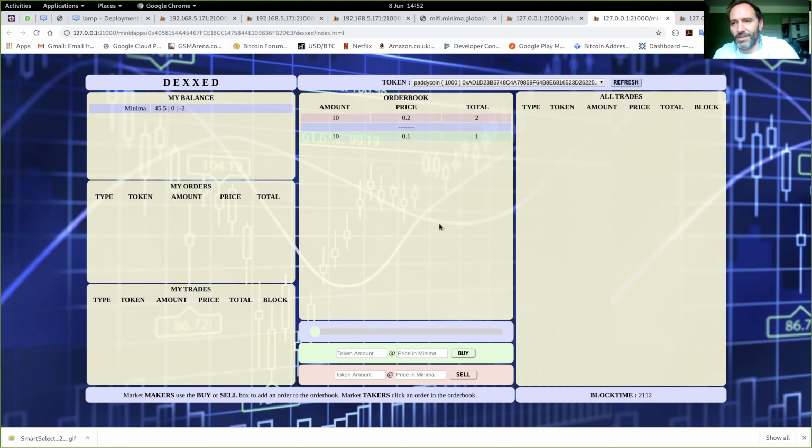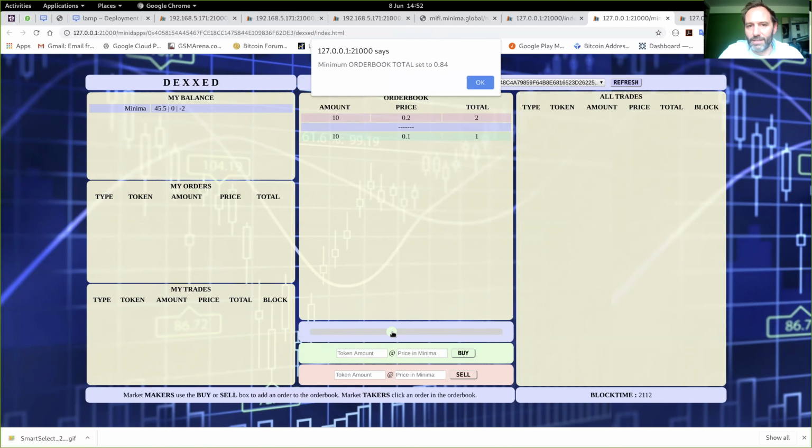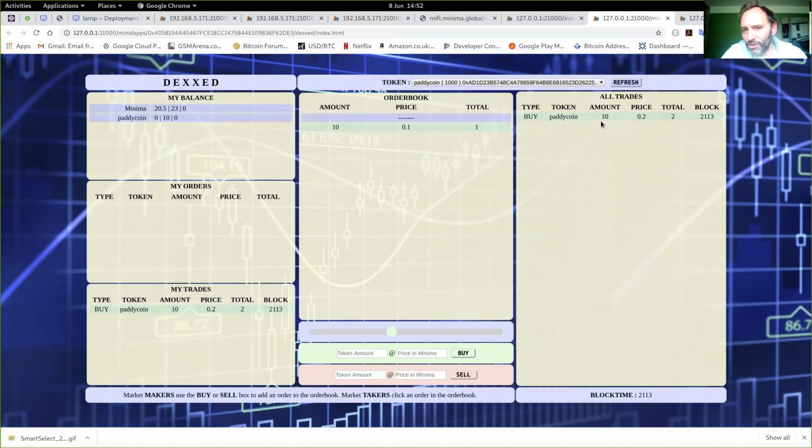Yeah, I can think of lots of ways of doing this much better, so that you can only take half the contract or 3/4 or whatever. You can use this slider to show different amounts. So if I go like that, the minimum total order is set to 0.84. Boom, woohoo, I've just bought Paddy coin. Look at my trades, buy Paddy coin, there it is.